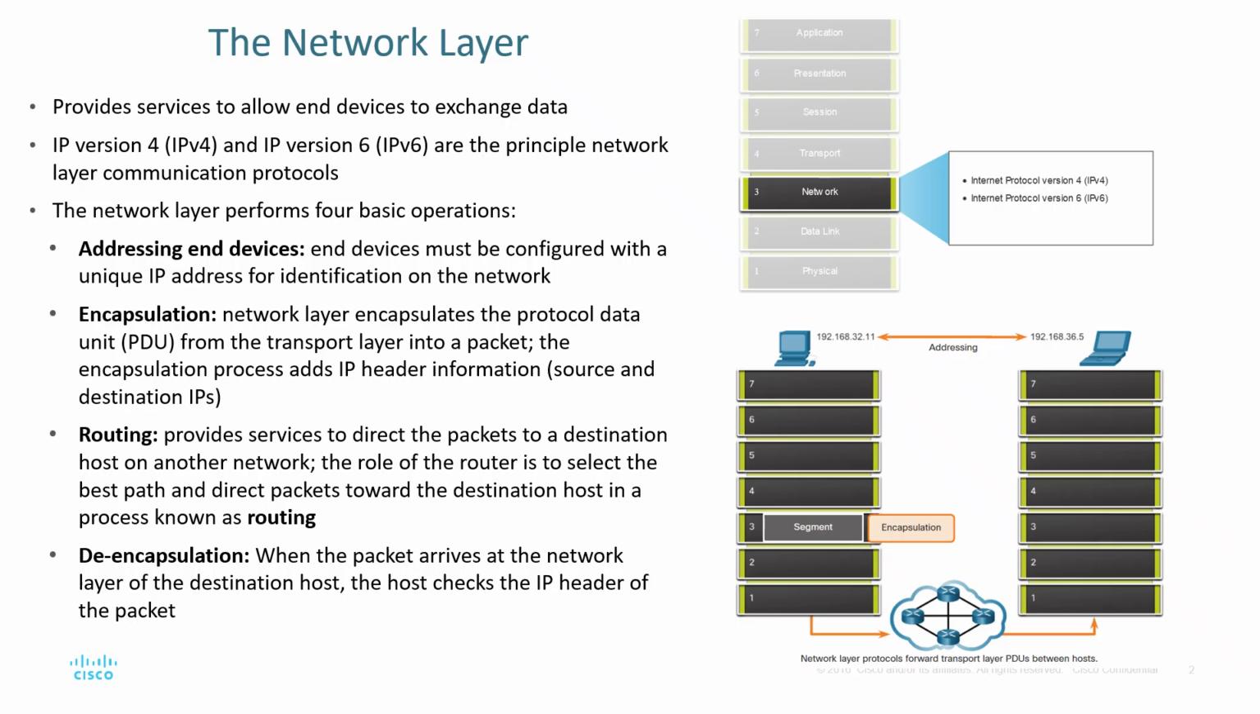It also does routing. So routing provides services to direct packets to a destination host on another network. The role of the router is to select the best path and direct packets toward the destination host in a process which is known as routing. And then de-encapsulation, again, we've talked about before. This is getting the packet at the destination address and unwrapping it. And as long as it looks like a good piece of information, it is sent up the stack to be processed.